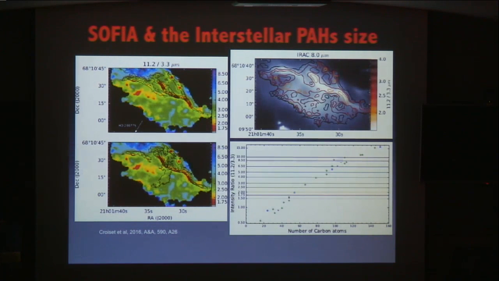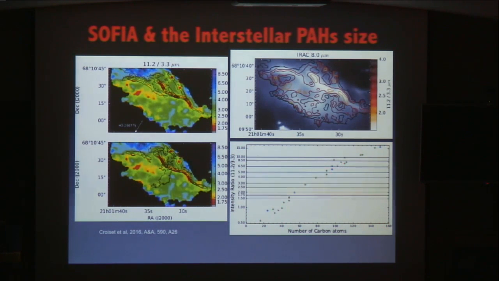Both are CH modes, very well separated in wavelength, and so their relative strength is a good indication of the excitation of the species. And the excitation mainly depends on how large the species is. So this is really a size indicator, and that's illustrated here. This is the intensity ratio of 11.2 over 3.3 as a function of the number of carbon atoms, running from about 20 to about 150.